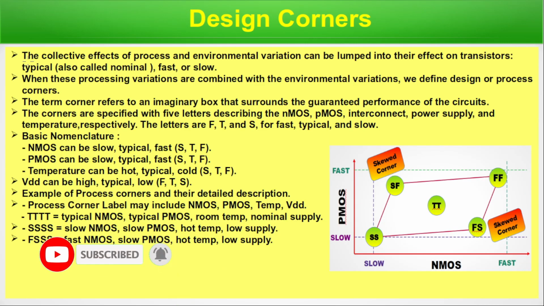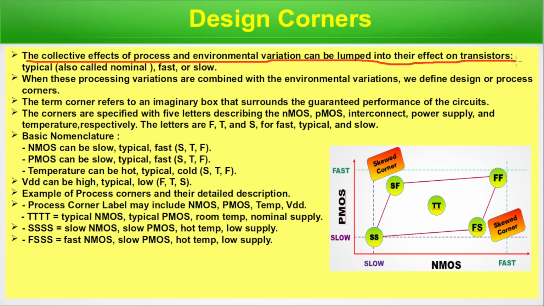Design corners. The collective effects of process and environmental variation can be lumped into their effect on the transistor. Typical, that is also called nominal, fast or slow: T, F and S. When these processing variations are combined with environmental variations, we define design or process corners. The term corner refers to an imaginary box, this one, that surrounds the guaranteed performance of circuits.